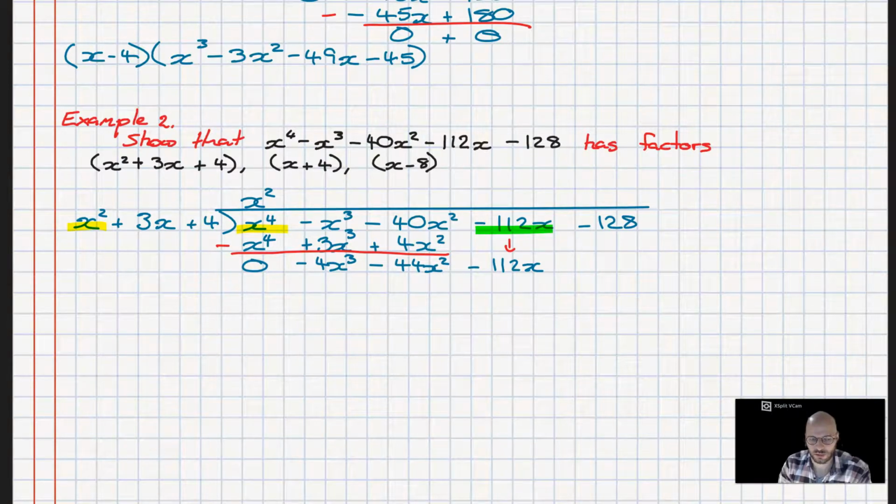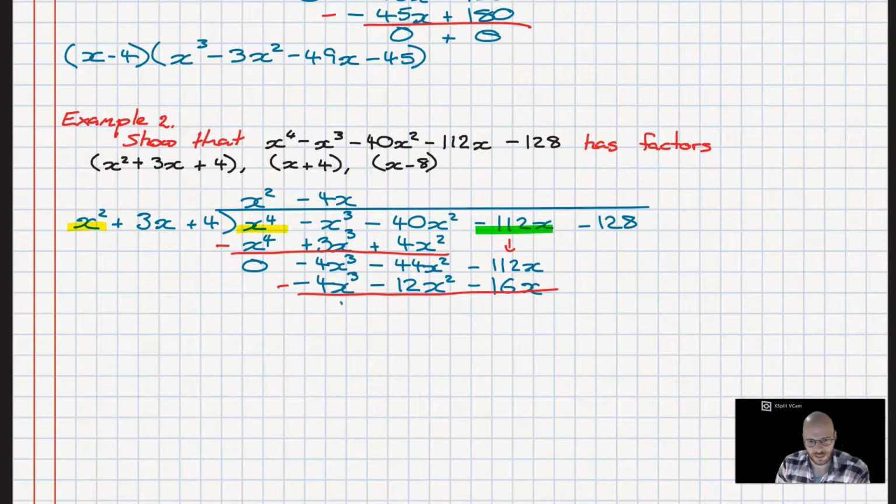And we ask ourselves, what do we multiply x squared by to make it equal minus 4x cubed? And in our case, we're just going to multiply it by minus 4x. So we get the minus 4x cubed there. 3 times minus 4x, that's going to be minus 12x squared. And then 4 times minus 4x, that's going to be minus 16x, like so. I'm going for the subtraction.